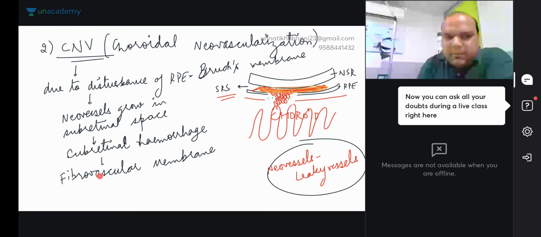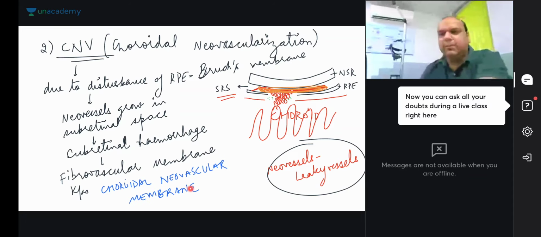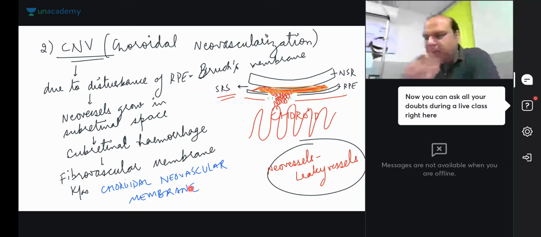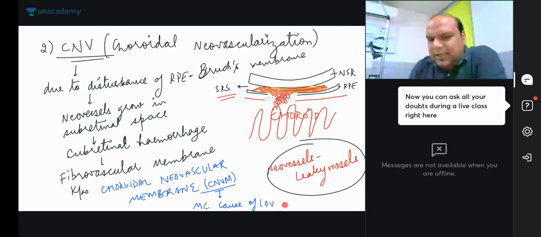And then this fibrovascular membrane gets to be known as choroidal neovascular membrane. I hope none of you have a problem with this. Right, guys? Am I clear to everybody? CNVM. And the CNVM is the most common cause of loss of vision in ARMD. Please remember this. Please understand this.